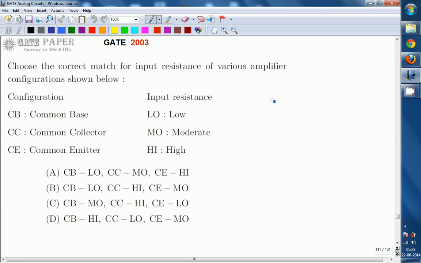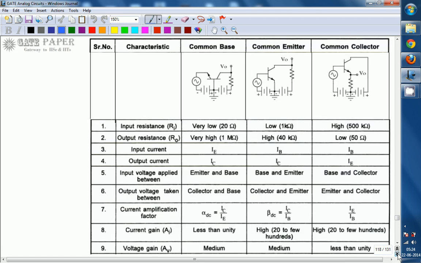So which will have the highest input resistance, which will have medium and which will have the lowest input resistance, that we have to match for common base, common emitter, common collector, with respect to the input resistance. First of all we will see the differences between common base, common emitter and common collector. Later we will see the correct answer.